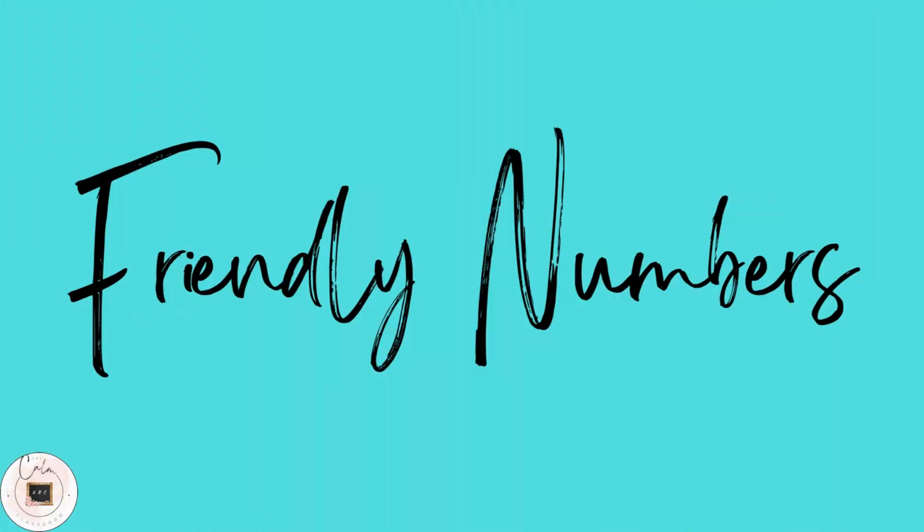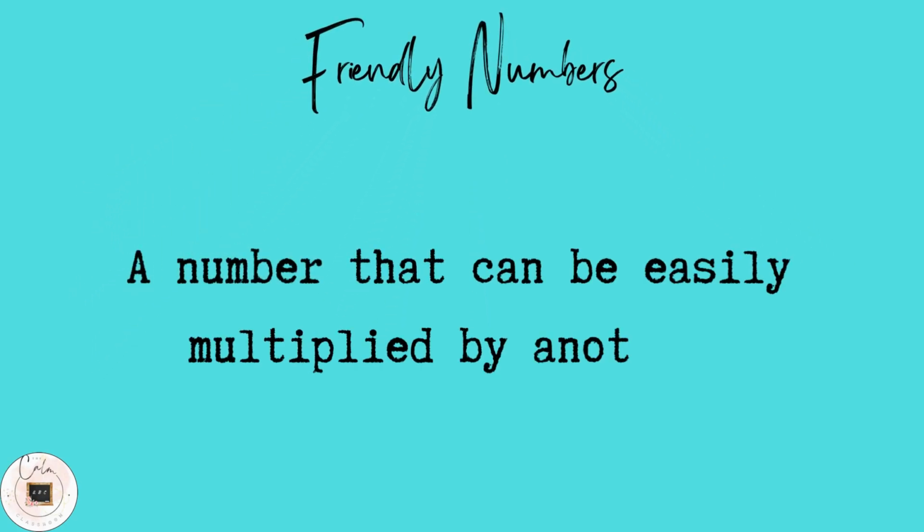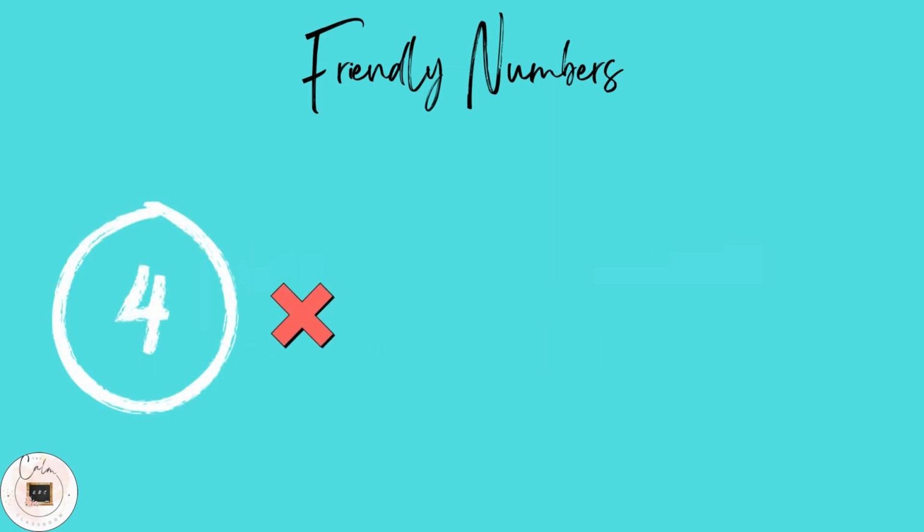Before we can learn about partial quotients, I'm going to teach you about friendly numbers. A friendly number is a number that can be easily multiplied by another. Let's take a look at some examples. Let's find a friendly number to 4, a number that we can easily multiply by 4 in our head.